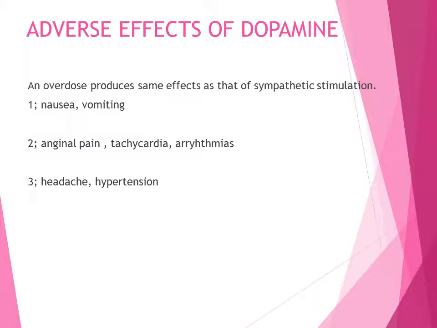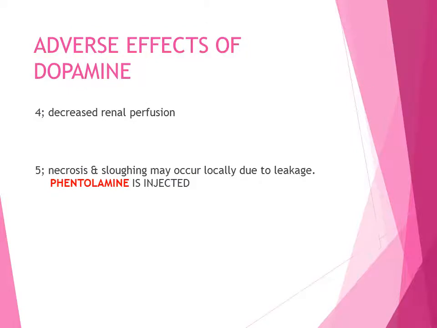Adverse effects of dopamine. An overdose produces the same effect as that of sympathetic stimulation. It causes nausea, vomiting, anginal pain, chest tightness, tachycardia, arrhythmias, headache, and hypertension. Dopamine causes decreased renal perfusion. Necrosis and sloughing may occur due to leakage. In this case, phentolamine is injected.